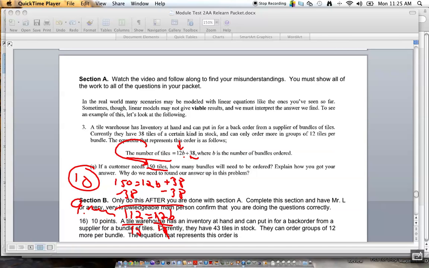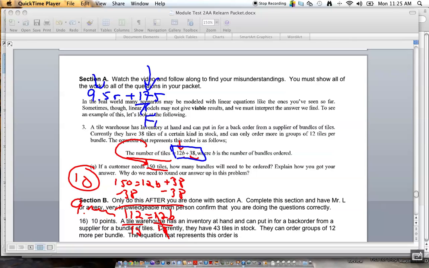Now, as this relates to the question that was on our test, I asked, do you know the difference between what the 12b represents and what the 38 represents? The 38 always represents the fixed cost, the starting thing. So on the test, it might say something like manufacturing radio parts, and it's 9.5r plus 175. That would mean it costs $175 to start, and then it costs another $9.50 per radio. So that's what we're looking for you to understand.